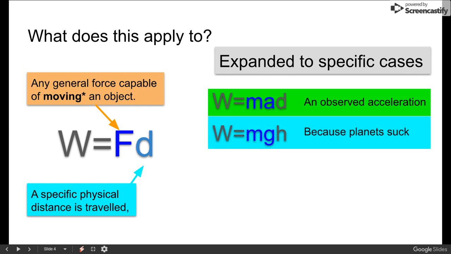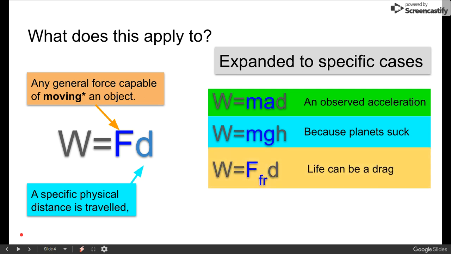And this one is needed because planets suck. Frictional force, we've already done that one to death. So frictional force times distance, it's a force times distance. Okay? And this is because life can be a drag.